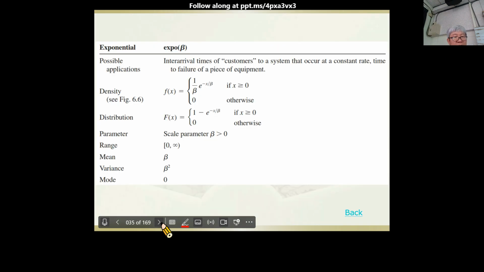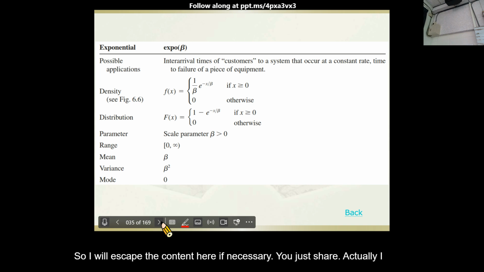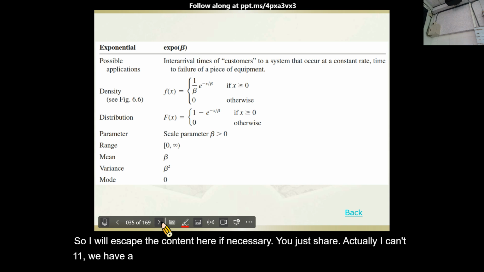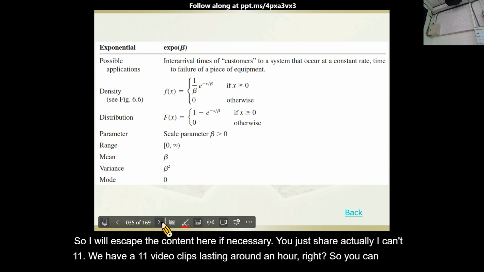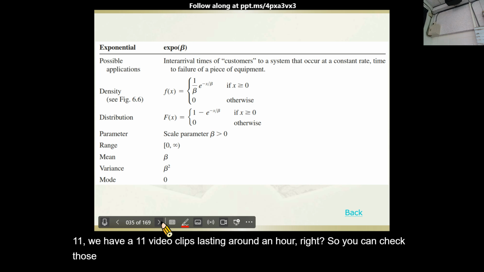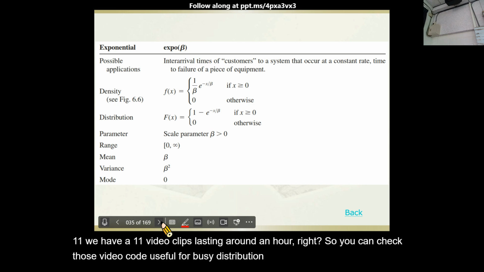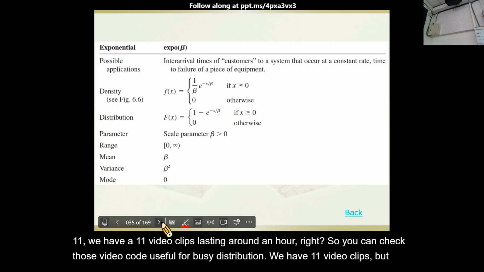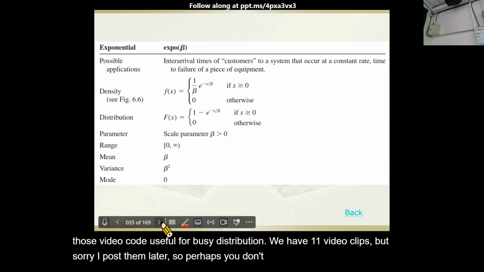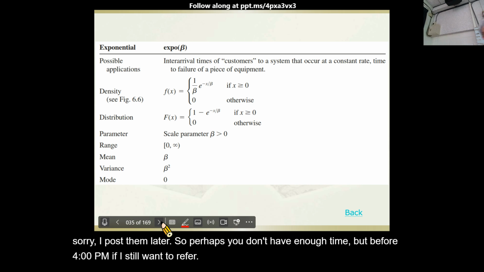So I will skip the content here. If necessary, you just check. Actually, I count 11. We have 11 video clips lasting around an hour, right? So you can check those videos on useful probability distributions. We have 11 video clips. Sorry, I posted them late, so perhaps you don't have enough time. But before 4 p.m., if you still want to refer to those videos, feel free to check them.